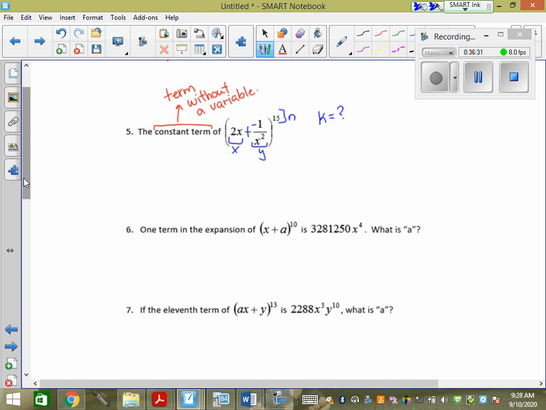When we don't know k, we're going to put boxes, right? Every single time. So we're going to go p box plus 1 equals 2x. Why do I keep forgetting the c part? It's like an addiction. It's a bad addiction. I need to stop having it. 15c box, 2x to the 15 minus box, and then negative 1 over x squared.